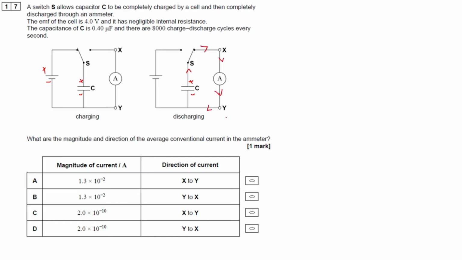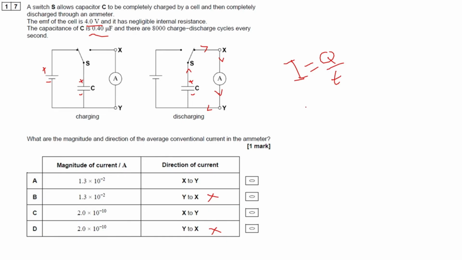So that means it's going to go from X to Y. That means I can eliminate B and D. Now, the current is given by the equation I equals Q over T. And I have to think about what the charge is, and that can be found by looking at the equation with capacitance and voltage.